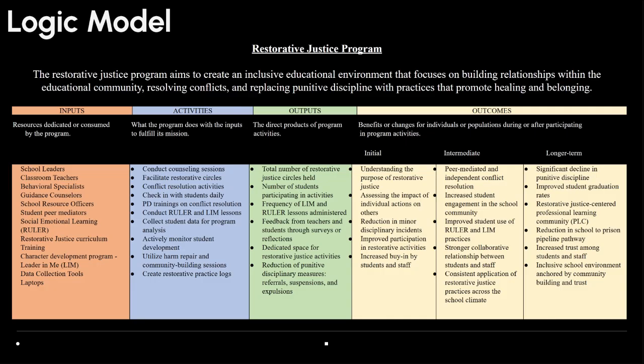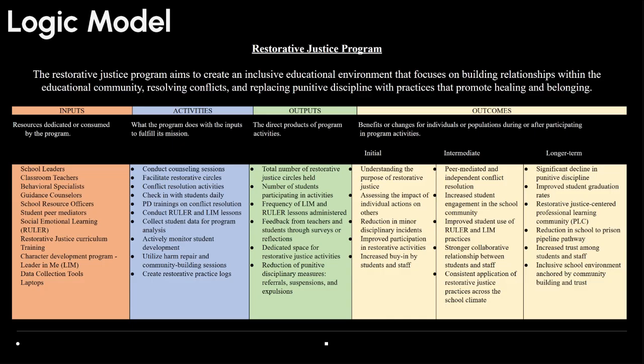The logic model for the restorative justice program aims to create an inclusive educational environment that's going to build relationships in the educational community, help resolve conflicts, and replace punitive measures with practices that will promote healing and belonging. There are inputs, activities, outputs, and outcomes associated with the logic model.